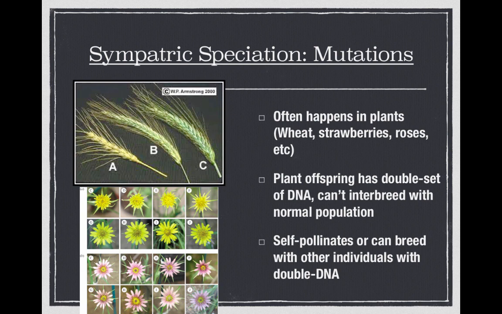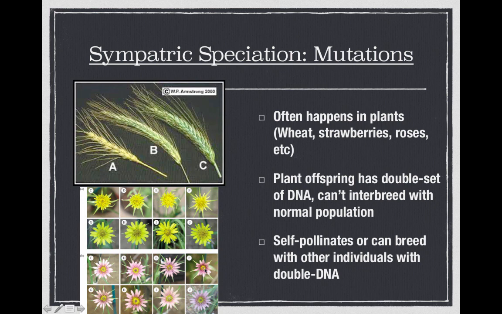Mutations are one of the ways that you get sympatric speciation. Oftentimes this is what happens in plants. Plant DNA oftentimes has a double set of DNA, and that means that if you've got a double set, you can't interbreed with the population that has a single set. So these plants can often self-pollinate and breed with other individuals that have double DNA, but they can't breed with the original population. So, you look at these yellow flowers at the top compared to the ones at the bottom.